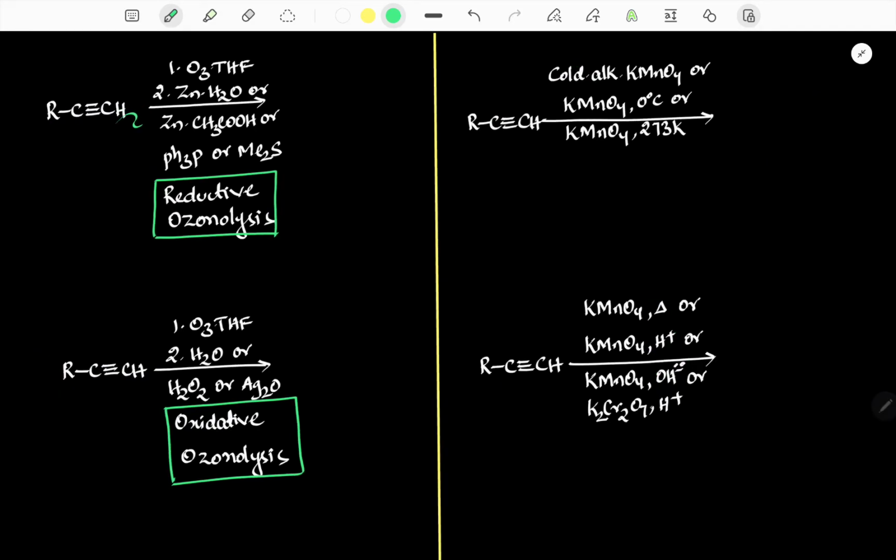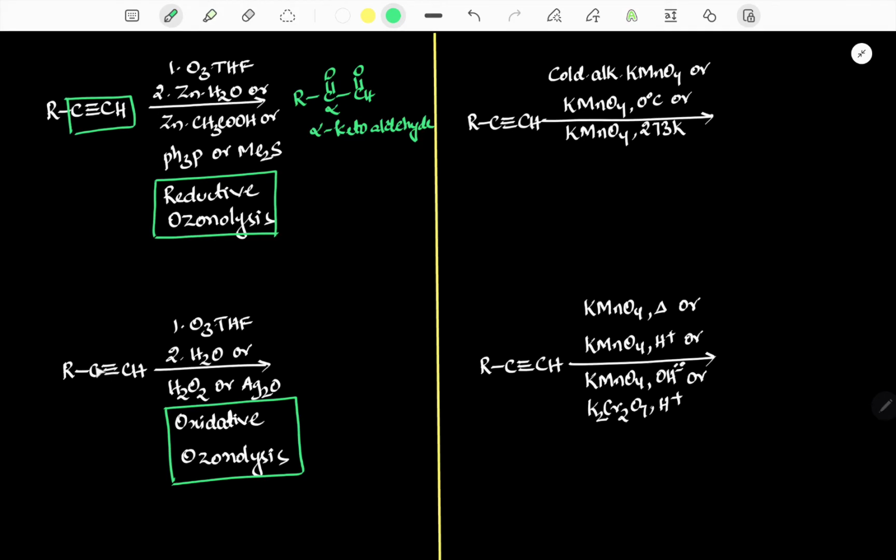When a terminal alkyne is treated with ozone followed by zinc and H2O, zinc and acetic acid, triphenyl phosphine, or dimethyl sulfide, it undergoes reductive ozonolysis. In reductive ozonolysis, simply wherever the triple bond is present, we add a double bond to O two times, and it is an alpha keto aldehyde. With respect to CHO, it is the alpha carbon. Therefore, it is an alpha keto aldehyde.